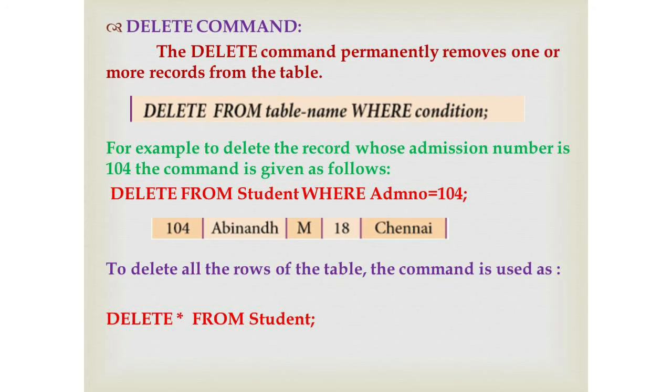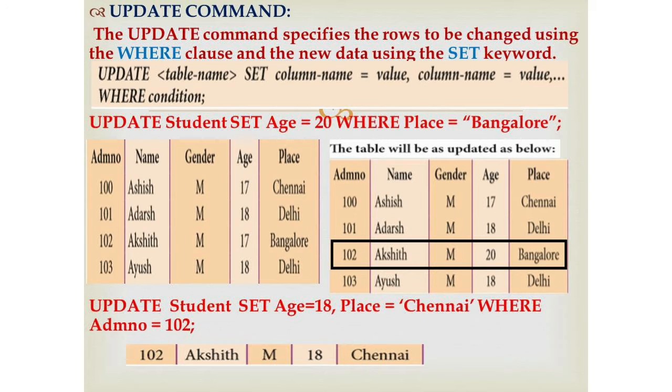If you want to destroy the complete table itself, we have to use the drop command. We will be discussing that in the next section. Next command is the update command. The update command updates some or all data values in a database. For altering anything, you have to use the update command. It can update one or more records in a table. The update command specifies the row to be changed using the where clause and the new data using the set keyword.